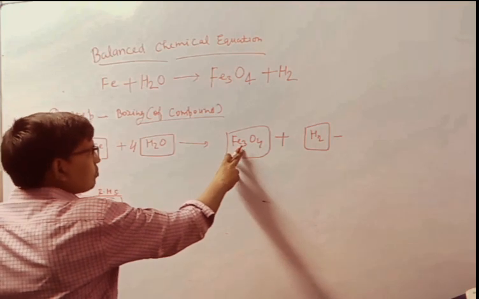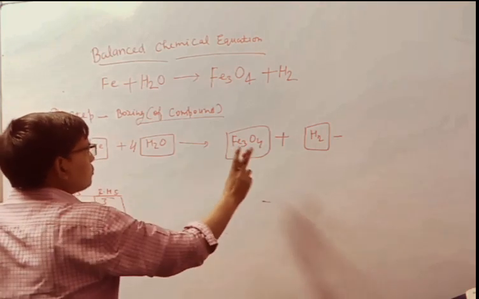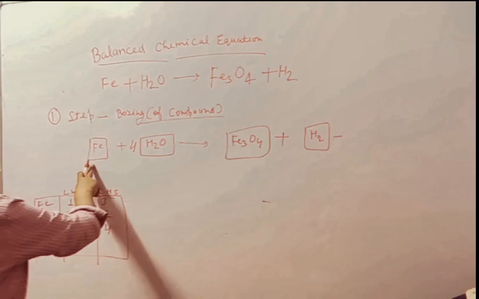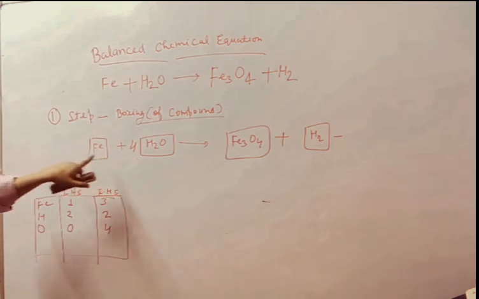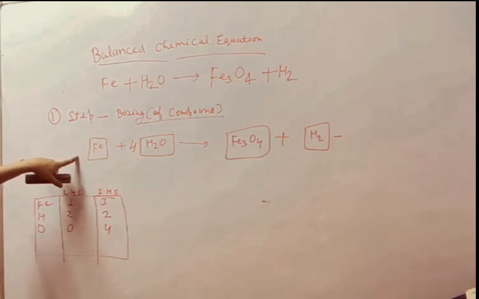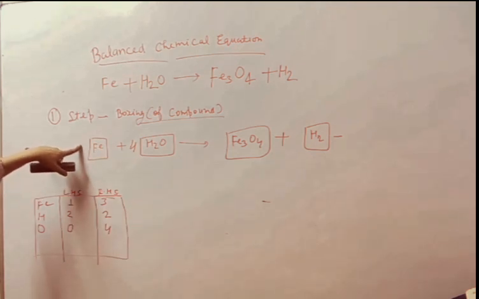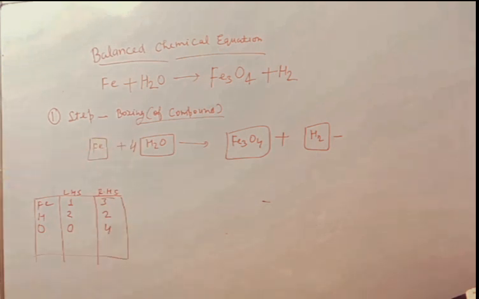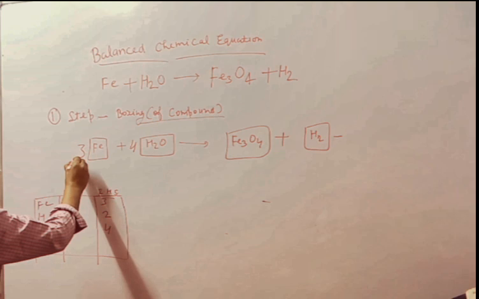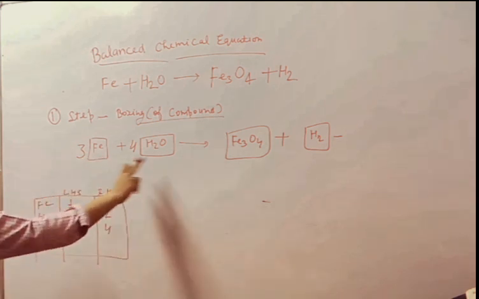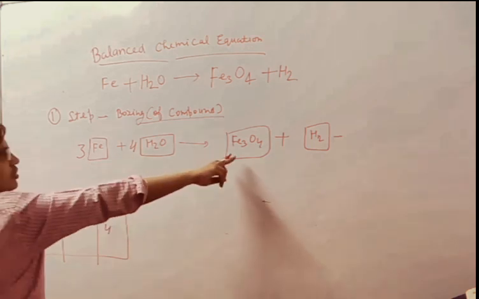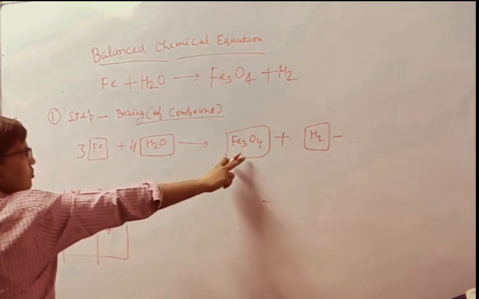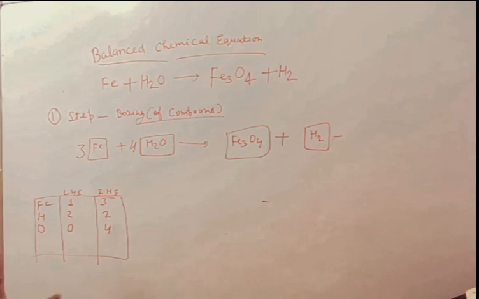Next, we take the elements in order. The second element is Fe3, whose number is 3, and on the reactant side it is only 1 Fe. If we multiply the reactant side iron by 3, then it will be equal. Next step, we multiply Fe by 3. Fe will also be balanced: 3 Fe on the left hand side and 3 Fe on the right hand side, the product side.